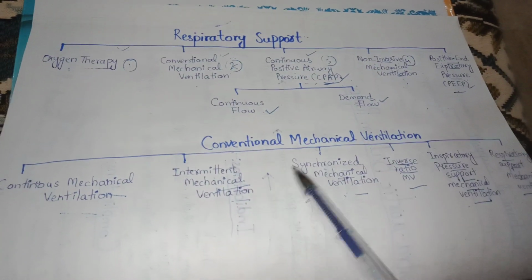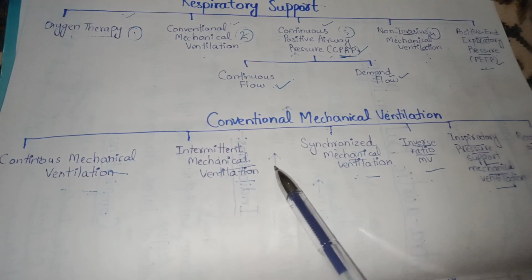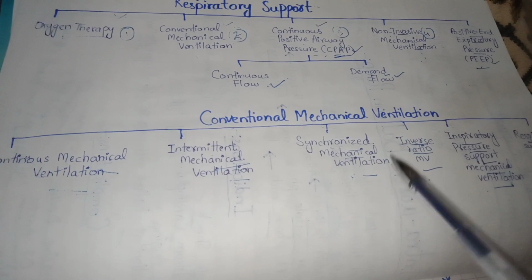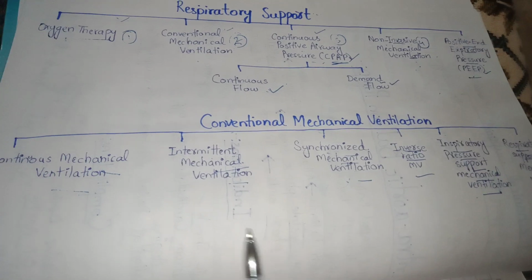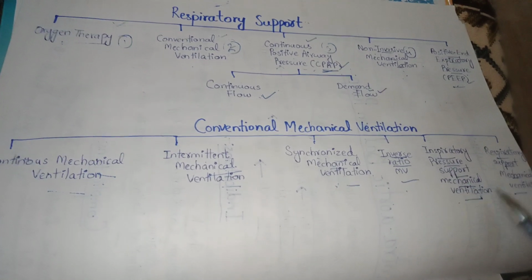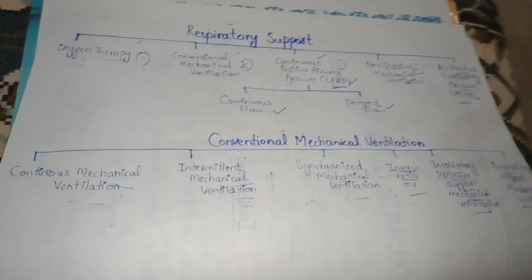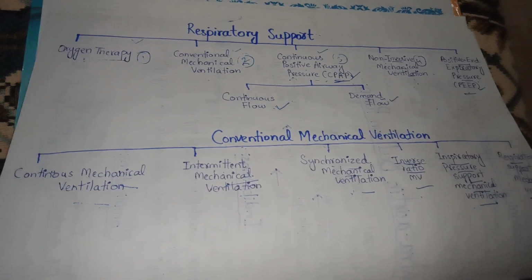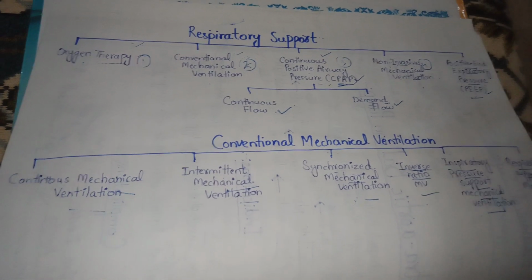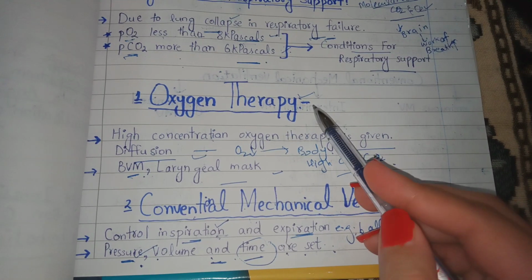Conventional mechanical ventilation has 6 further types: continuous mechanical ventilation, intermittent mechanical ventilation, synchronized mechanical ventilation, inverse ratio mechanical ventilation, inspiratory pressure support mechanical ventilation, and respiratory support mechanical ventilation. This is a quick overview of the previous lecture so that you may better understand the concepts. Now we will start their details. First of all, we will discuss oxygen therapy.